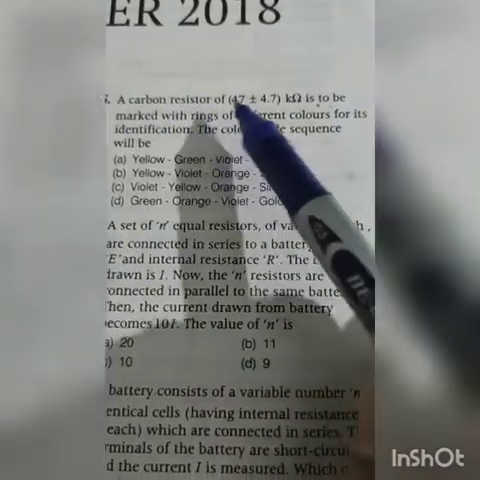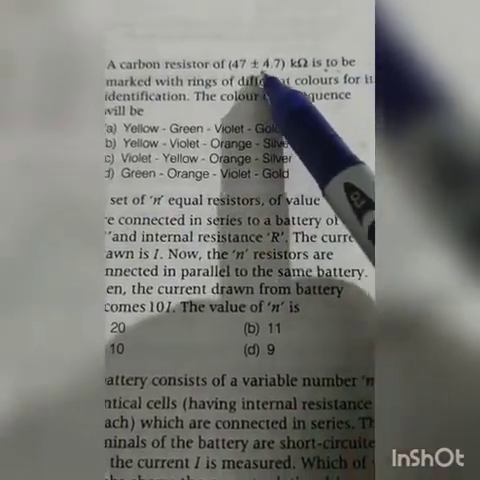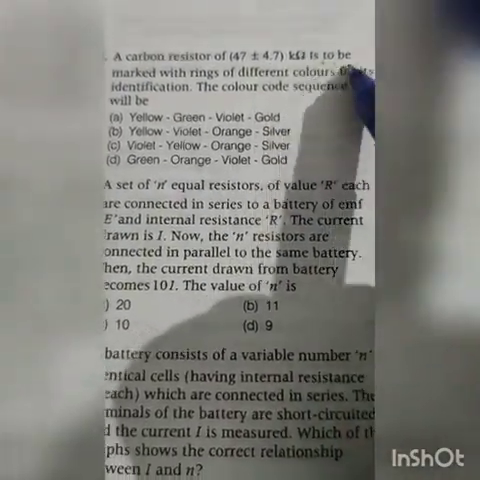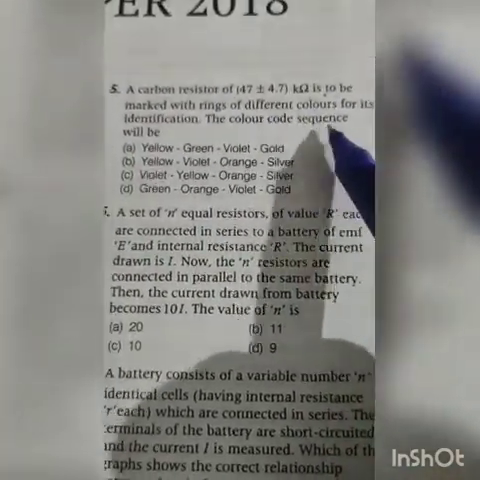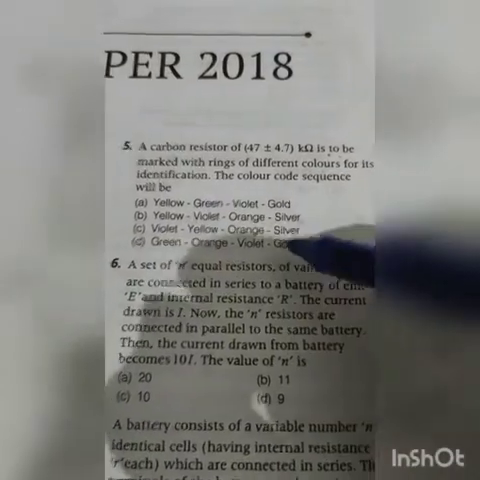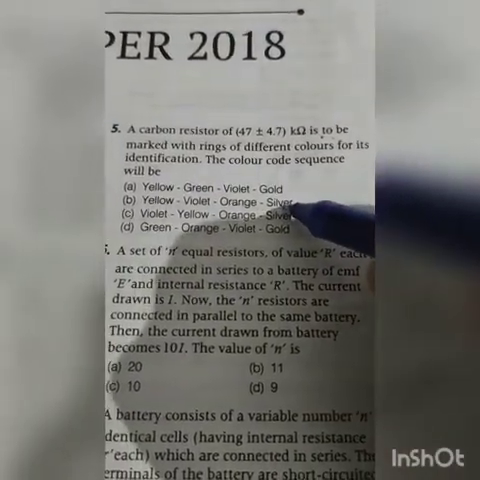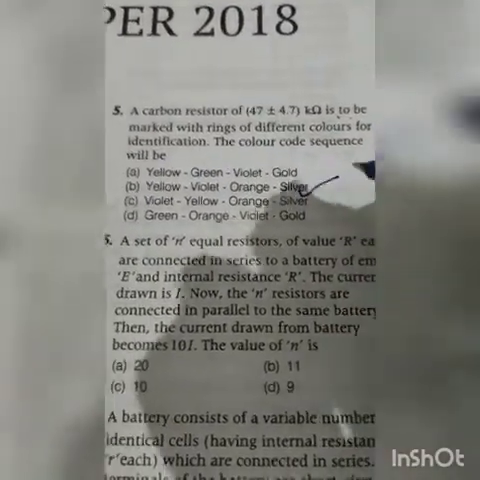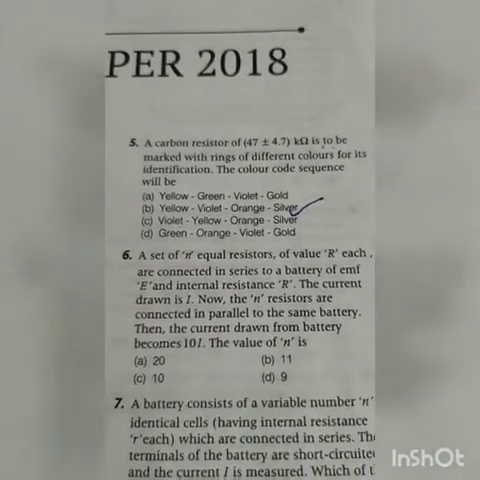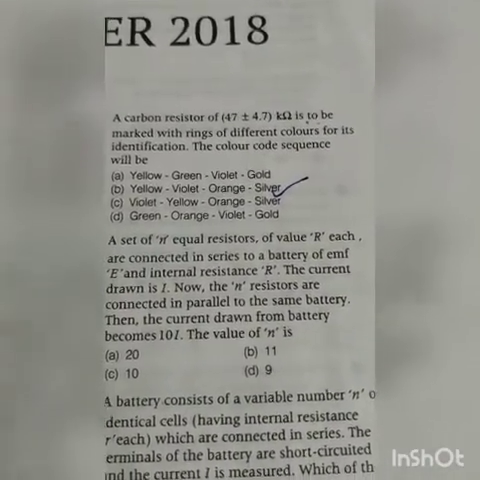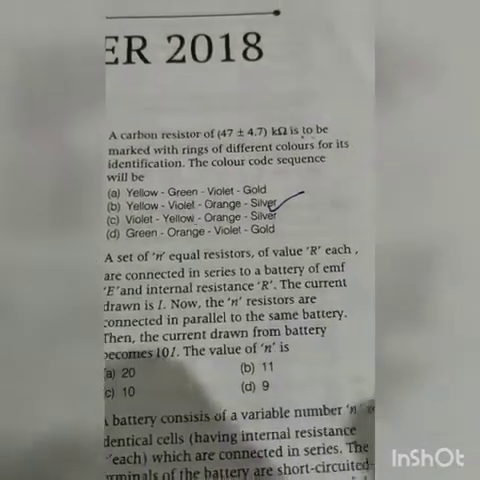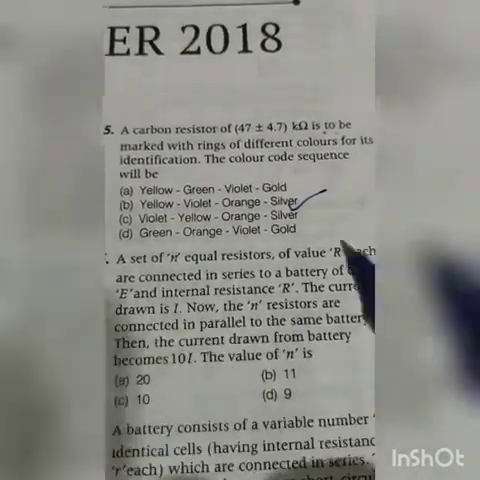A carbon resistor of 47 plus minus 4.7 kilo ohm is to be marked with rings of different colors for identification. The color code sequence is, so here our correct option is B, yellow, violet, orange and silver. We can just remember this color coding by a very famous trick, which is B.B. Roy of Great Britain has a very good wife. So by putting in that, we can just know this color coding.